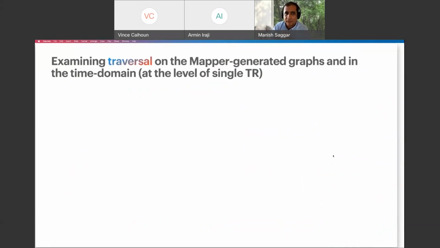We want to see, if you traverse the map of the graph itself, the manifold itself, what kind of properties can we discover? And then secondly, what if we take it back to the original TR space, the time domain, does the traversal have any interesting properties?